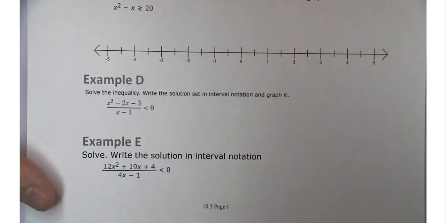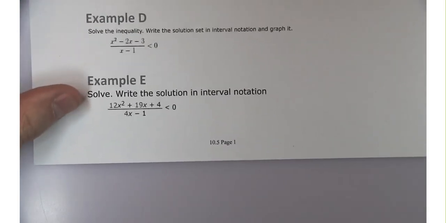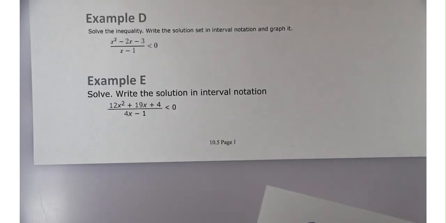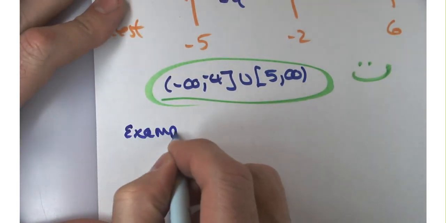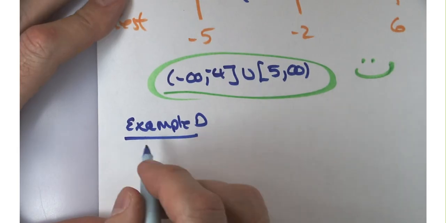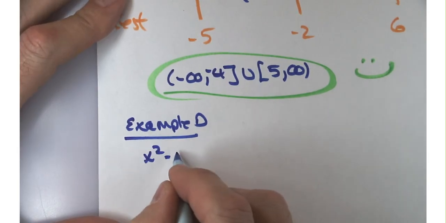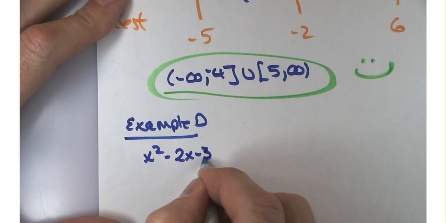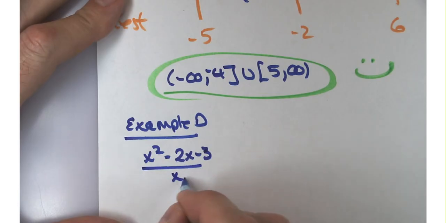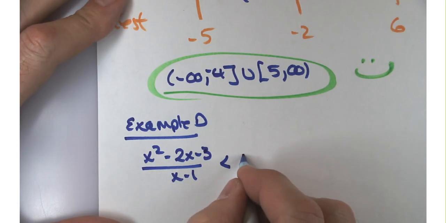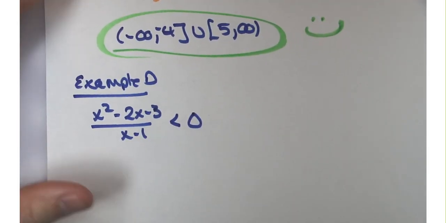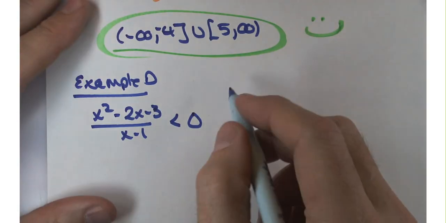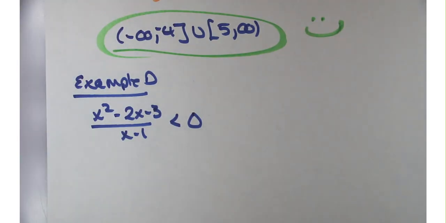Okay. Let's move on down to example D. So we're going to kind of expand our work here a little bit. So example D. X squared minus 2x minus 3 over x minus 1 is less than 0. So there's a couple important changes that we're going to see on this one. But first things first, we got to find the critical numbers. So see if we can't do that.